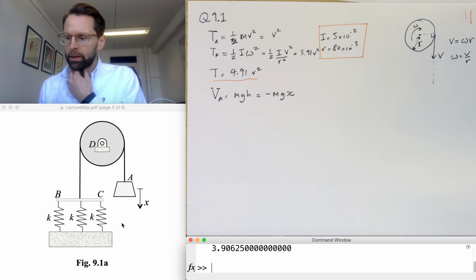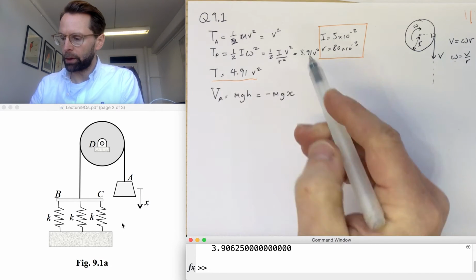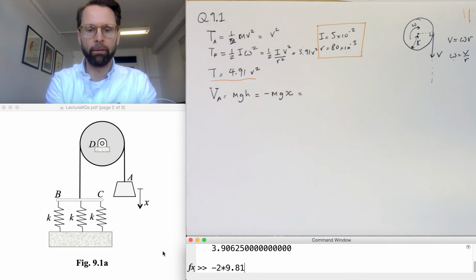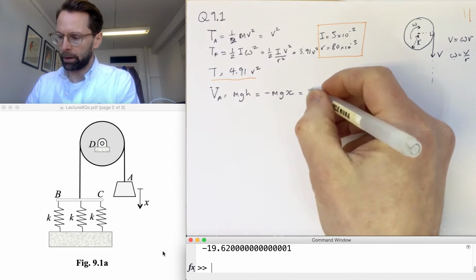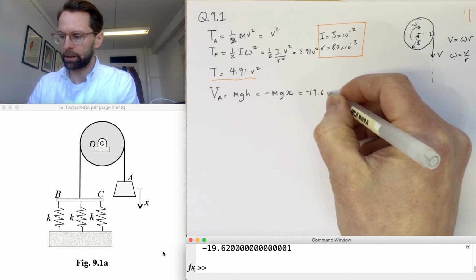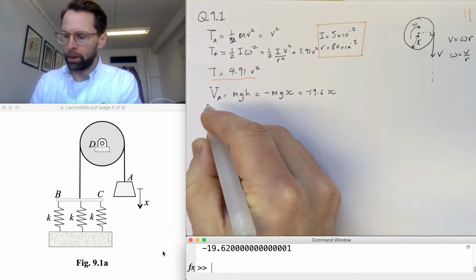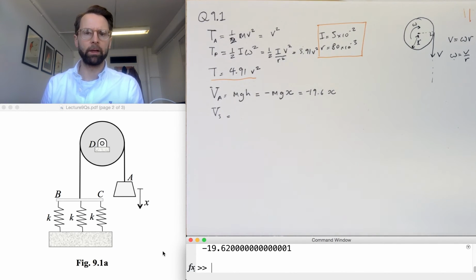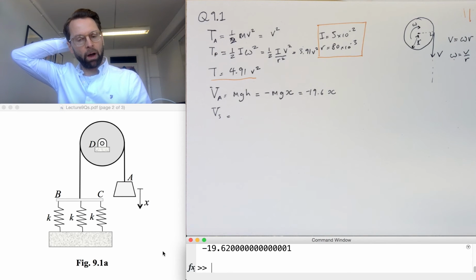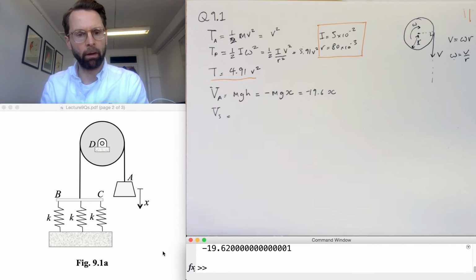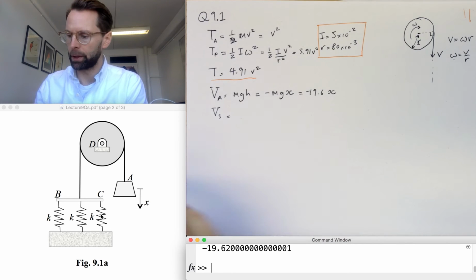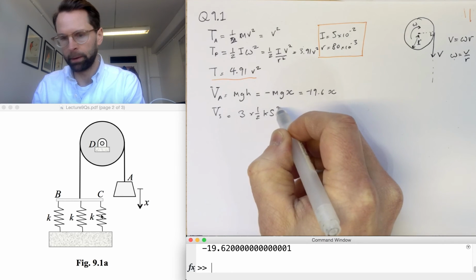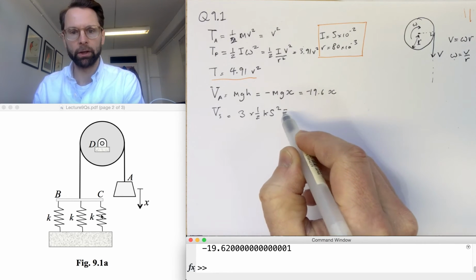So we're told m is 2 in the question, so if I just put minus 2 times 9.81 for gravity, that's minus 19.6x. So the potential energy in the springs, we can use our expression for spring potential energy, which is half k s squared, but there are 3 of these springs, so it's going to be 3 times half k s squared, where s, if you remember, is the stretch.